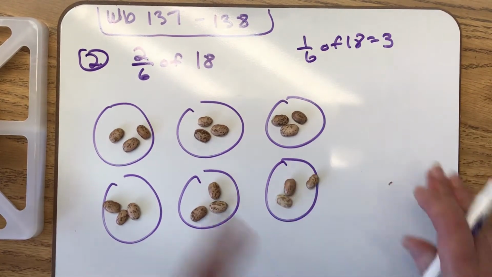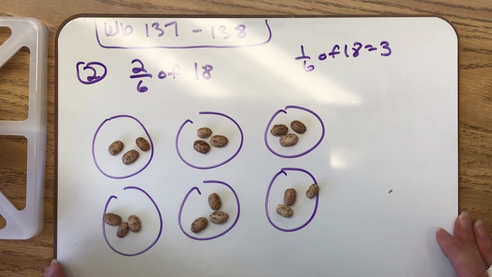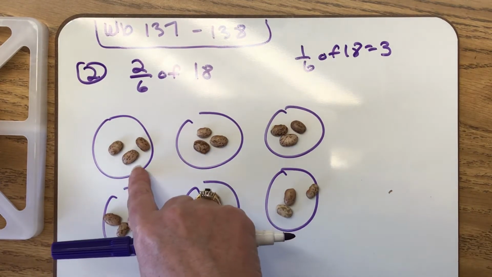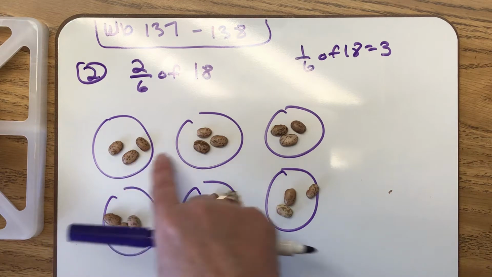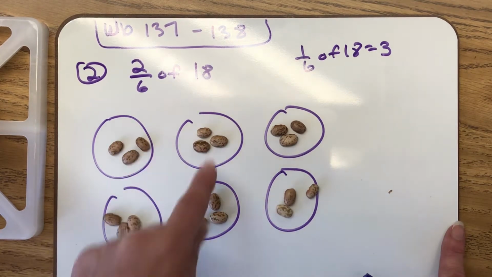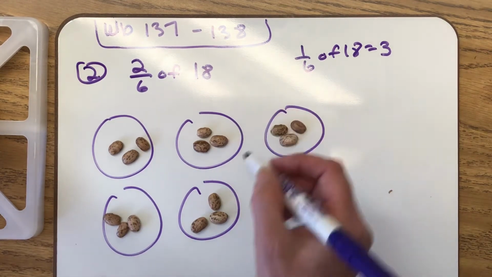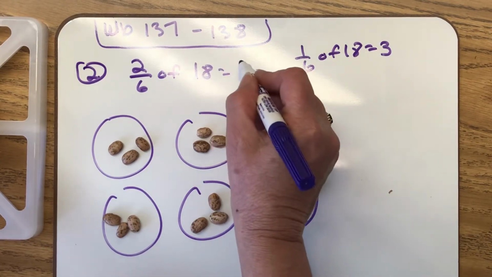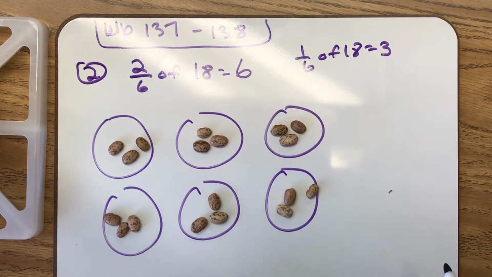But this problem asks me to find 2/6 of 18. So that means I need to do 2 circles. Each circle has 3 in it. So 2/6 of 18 would be 3 times 2, which is 6. So 2/6 of 18 equals 6.